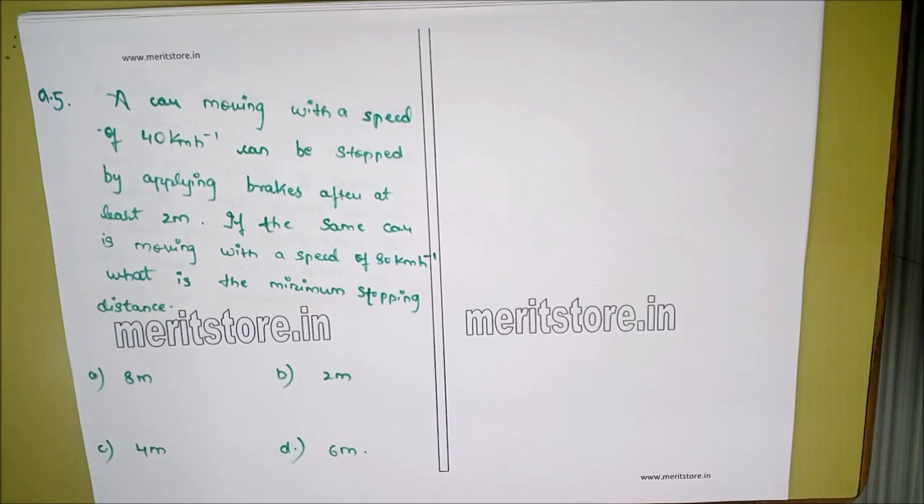A car moving with a speed of 40 kilometers per hour can be stopped by applying brakes after at least 2 meters. If the same car is moving with a speed of 80 kilometers per hour, what is the minimum stopping distance? The options are 8 meters, 2 meters, 4 meters and 6 meters.